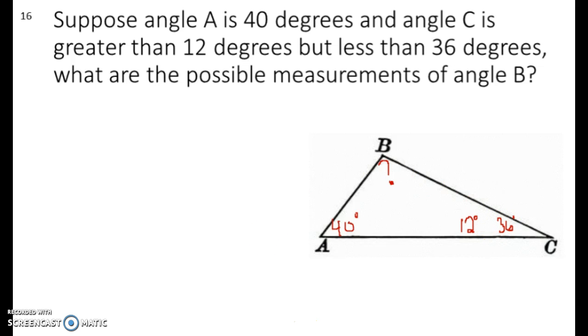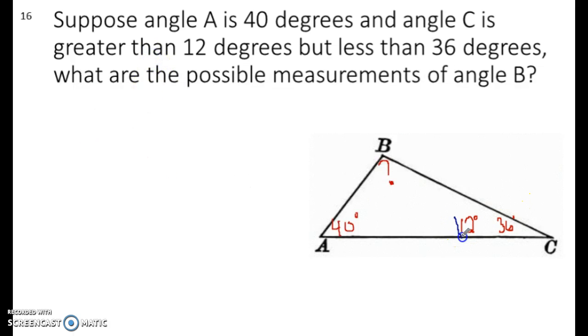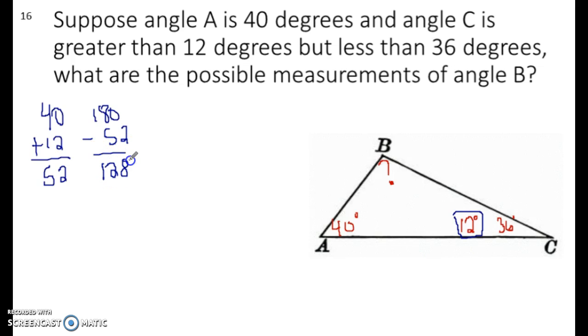So what I'm going to do is figure out what angle B would equal if it was 12 degrees, and then figure out what angle B would equal if it was 36 degrees, and that's going to give me my range of possible answers. So first I'm just going to pretend like I'm using 12 degrees. So we would add up 40 plus 12, and then we would subtract from 180. So B could be 128 degrees. That's the biggest it could be.